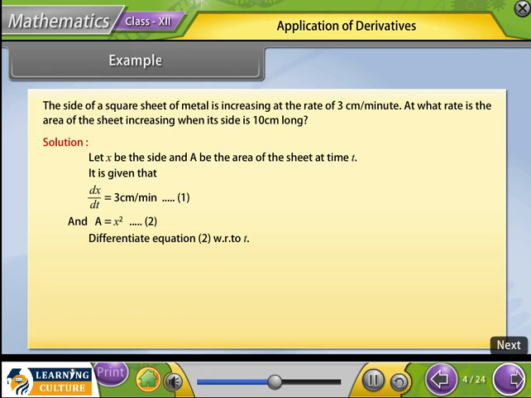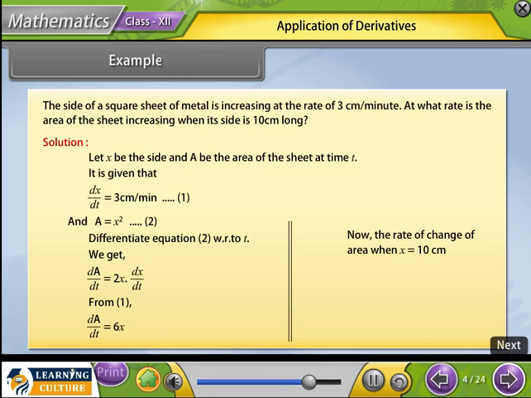Differentiate equation 2 with respect to t. We get dA by dt equals 2x into dx by dt. From equation 1, dA by dt is equal to 6x. Now the rate of change of area when x is equal to 10 cm is dA by dt at x is equal to 10, which equals 6 into 10 square centimeter per minute, equals 60 square centimeter per minute.